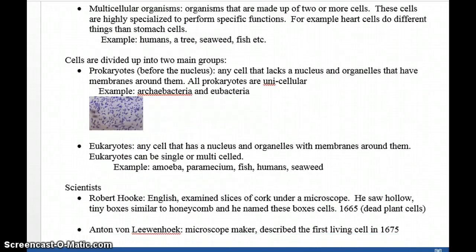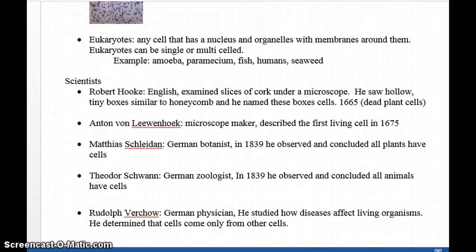The other cell type are eukaryote cells. This is any cell that has a nucleus and organelles with membranes around them. Eukaryotes can be single or multi-celled. Amoebas are eukaryotes because they have a nucleus. Parameciums are eukaryotes because they have a nucleus. Fish cells have a nucleus, so they're eukaryotes. Human cells have a nucleus, so they're eukaryotes. And seaweed, and you could go on and on. The prefix "eu" in this case means after, so after the nucleus. Any cell that has a nucleus.